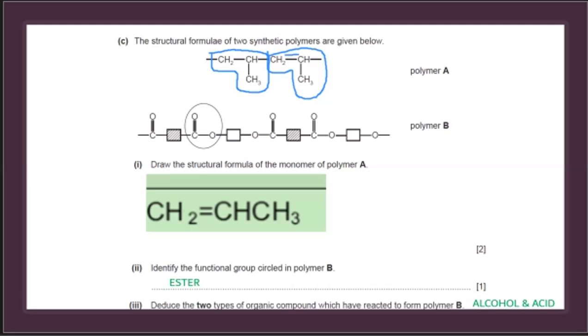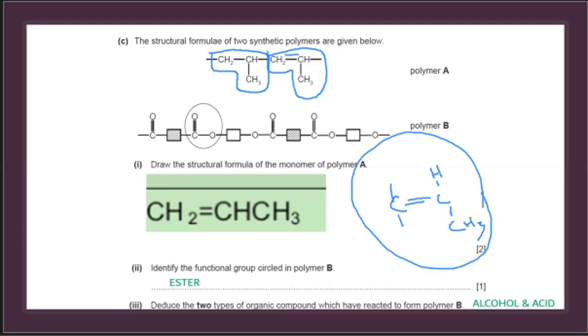So the structure that we'll end up with is CH2 double bond CH, CH3. So this here is the monomer that was used to produce this polymer up here, right? A double bond is placed back here.